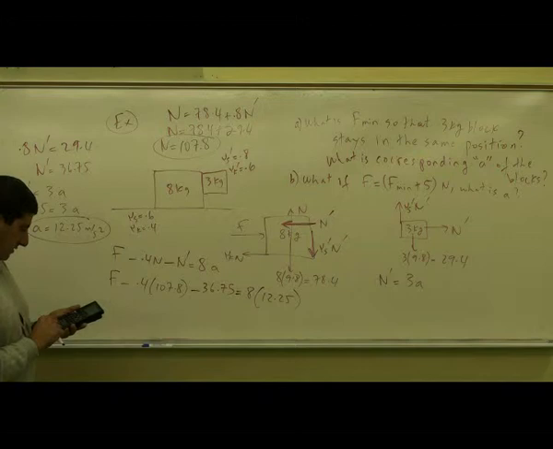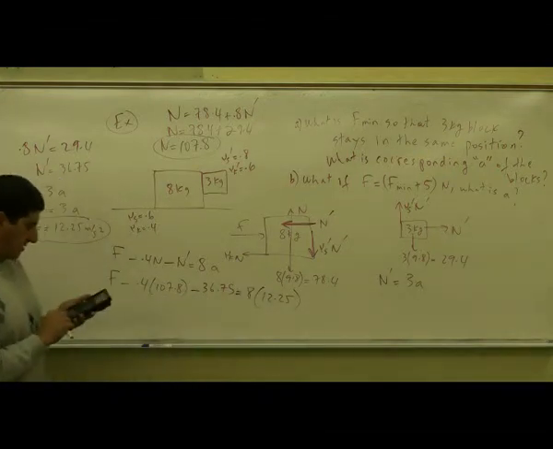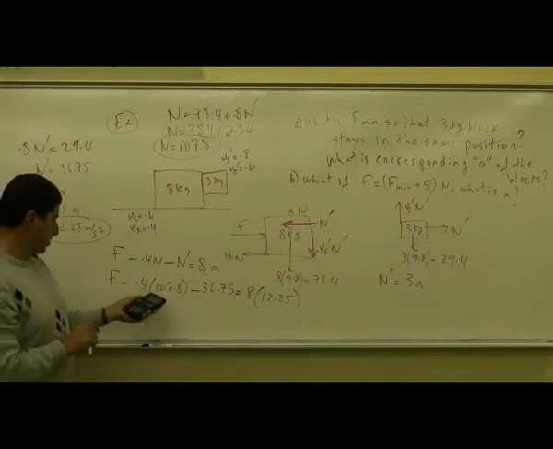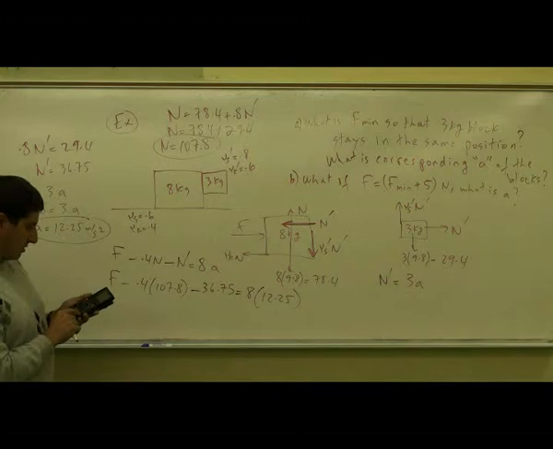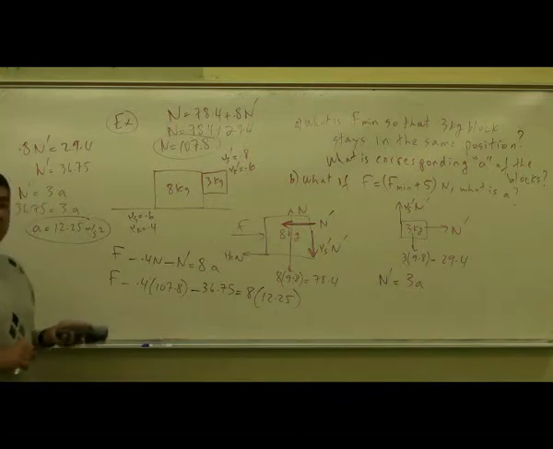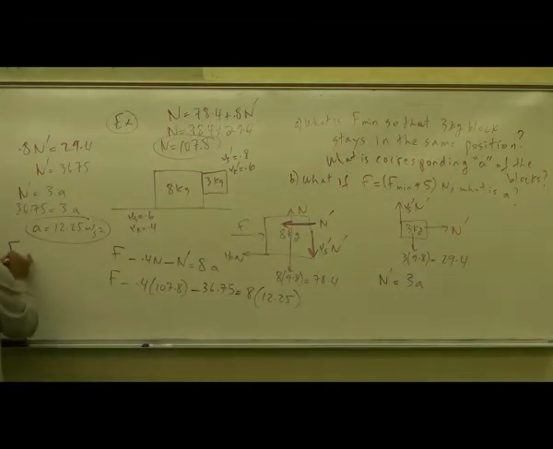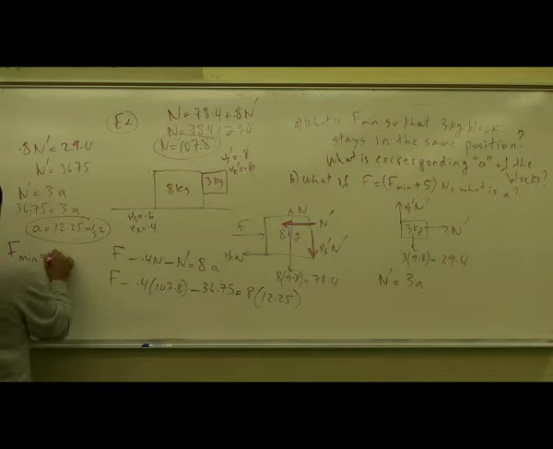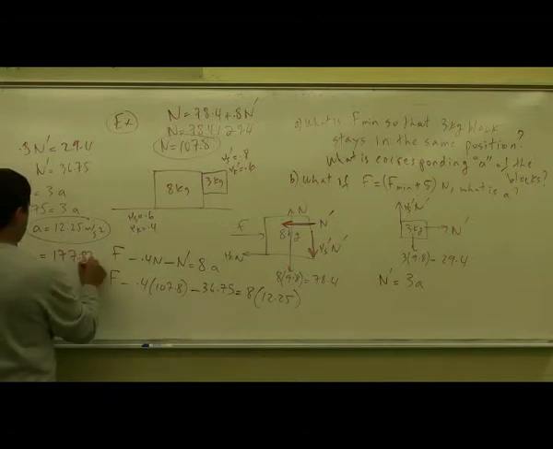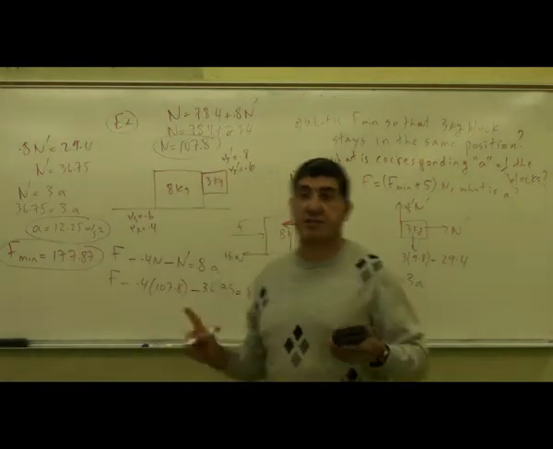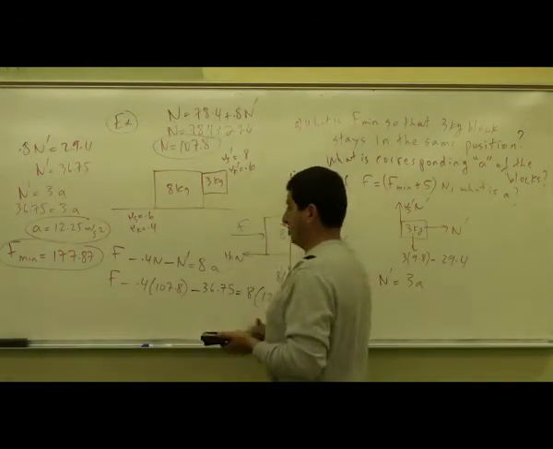8 times 12.25 added to, this one goes over there, becomes positive, 36.75, added to this one, 0.4 times 107.8, 177.87. So that's the minimum force, let's write it here, F min, 177.87. 177 newtons is the minimum force you need in order for this to stand still.